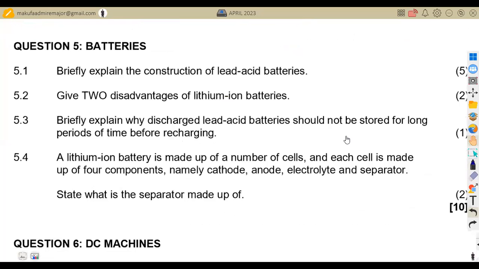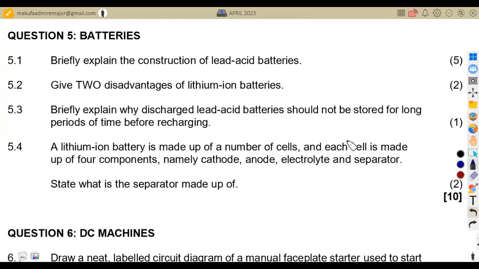Then we move on to question 5, which is on the application of batteries. Again, we have our theory part there where we are asked to briefly explain the construction of lead acid batteries. How are we going to mention this?